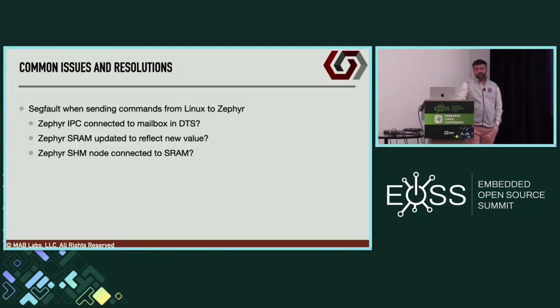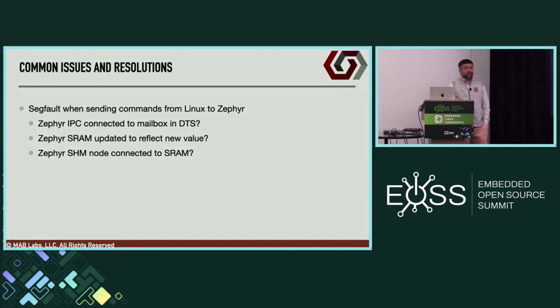One is your IPC connected to the mailbox in your DTS, right? Sometimes that's not necessarily a seg fault, it's just that nothing happens. I have a breakpoint where I have a callback set for when I get the message, but it never triggers. Well, do you have your mailbox set up to Zephyr IPC to make sure that communication is being received on the Zephyr side?